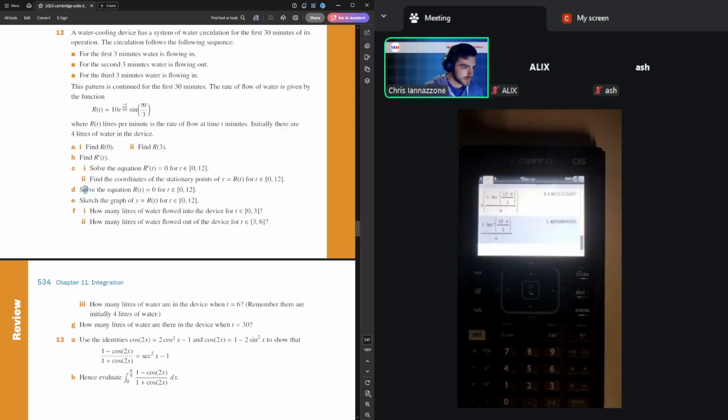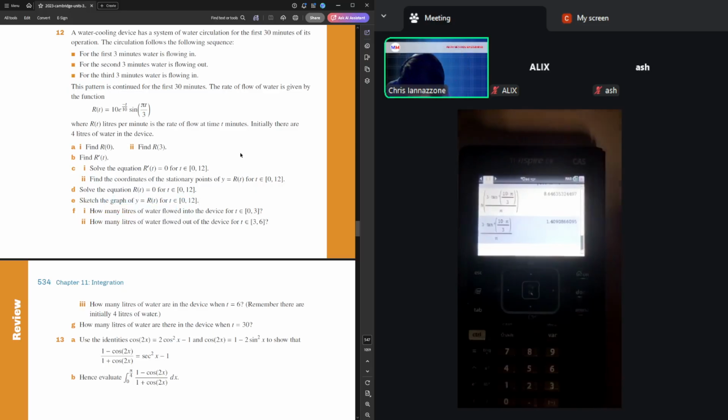Okay, solve the equation r of t equals 0. Same thing as solving the derivative equals 0, but we're just not going to put the derivative. I don't think it's worth even doing that. Sketch the graph, sure, why not?